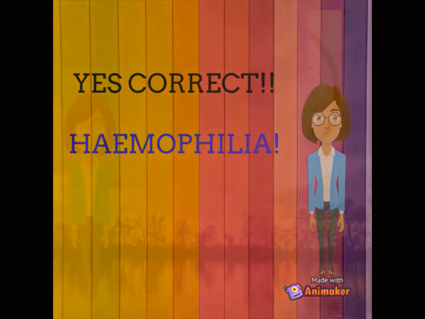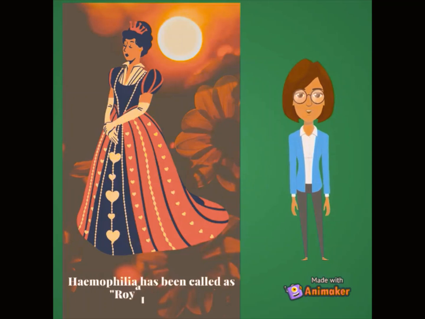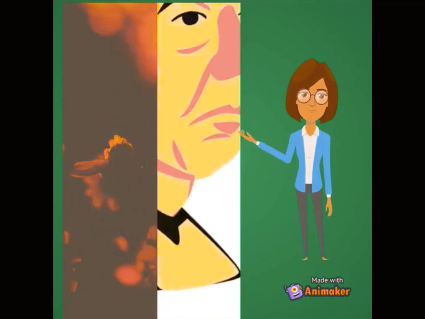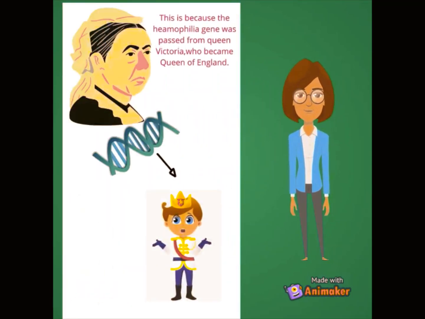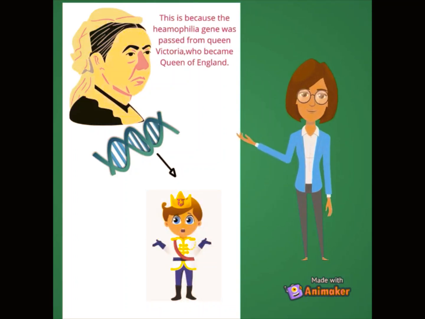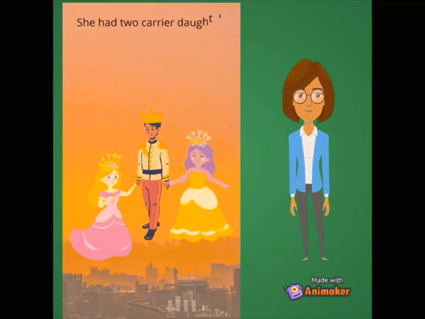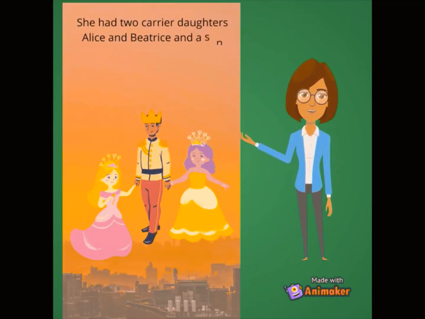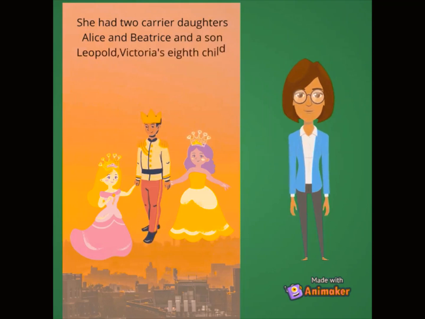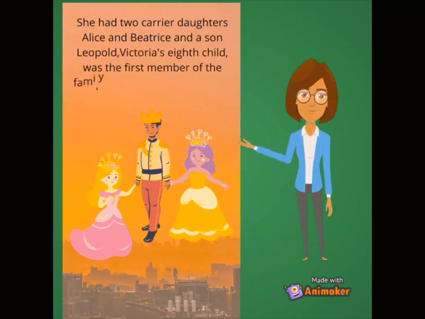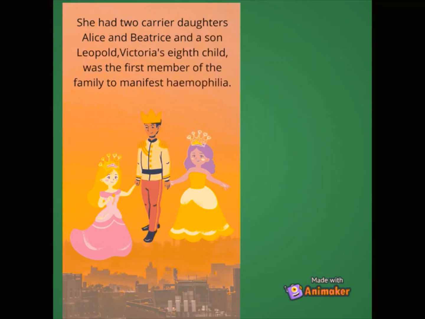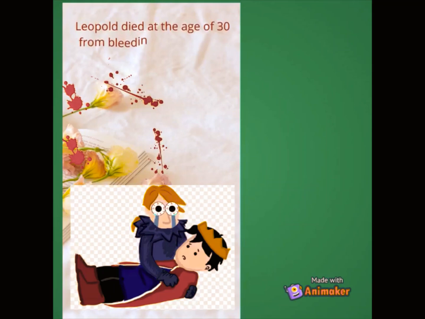Haemophilia. History of haemophilia. Haemophilia has been called a royal disease. This is because the haemophilia gene was passed from Queen Victoria, who became Queen of England. She had two carrier daughters, Alice and Beatrice, and a son with haemophilia, Leopold. Leopold, Victoria's eighth child, was the first member of the family to manifest haemophilia and he died at age 30 from bleeding after a minor fall.